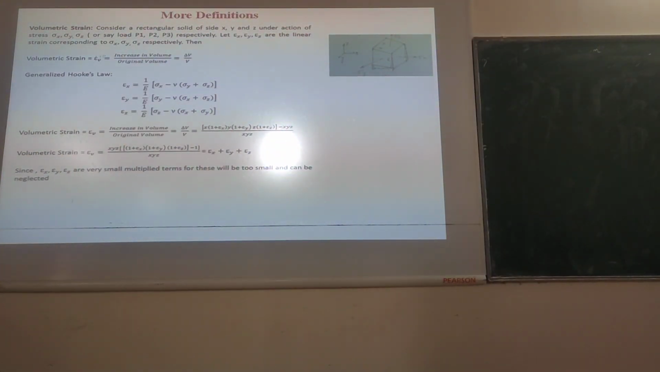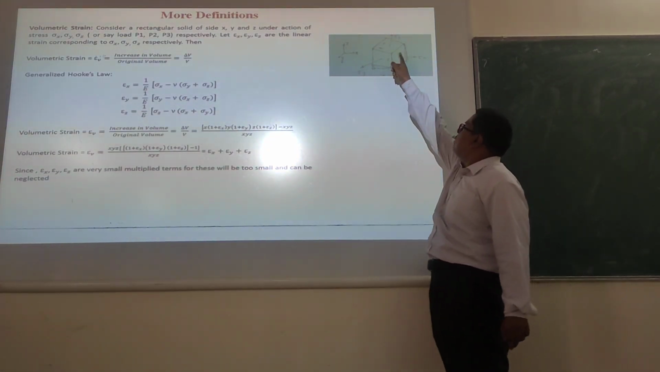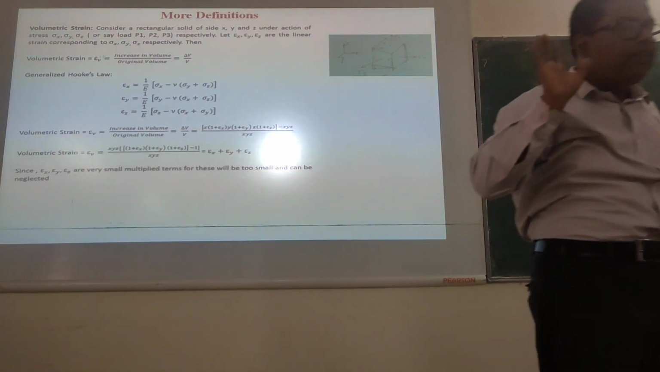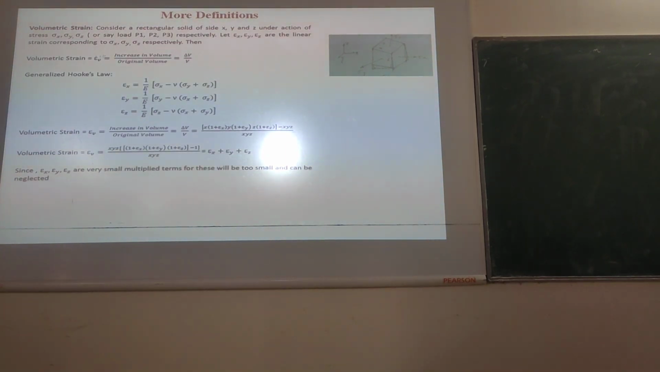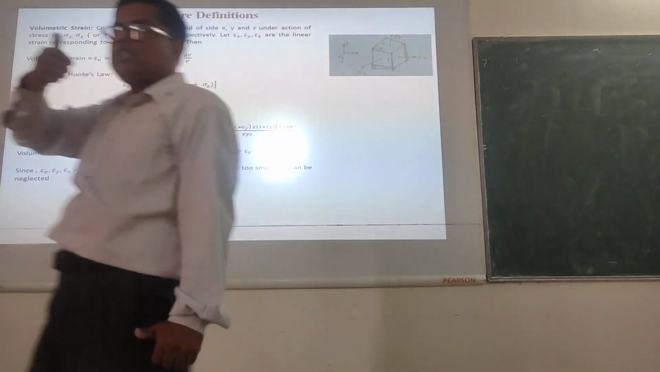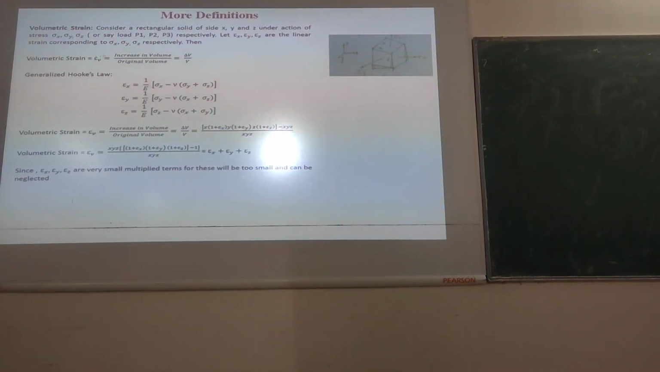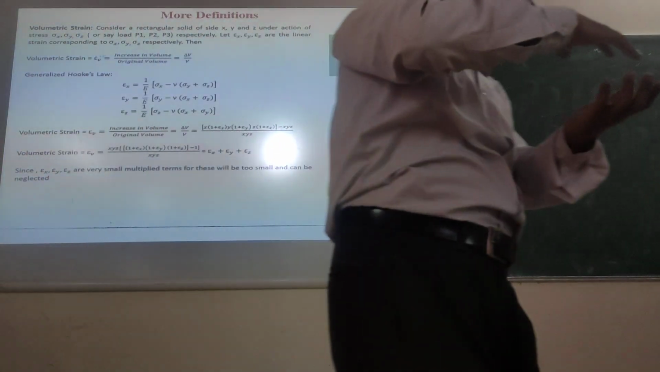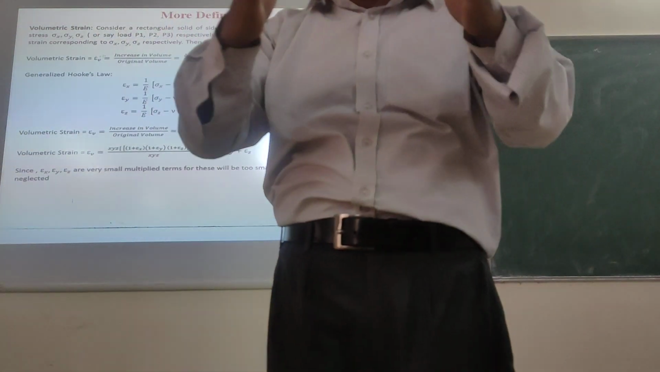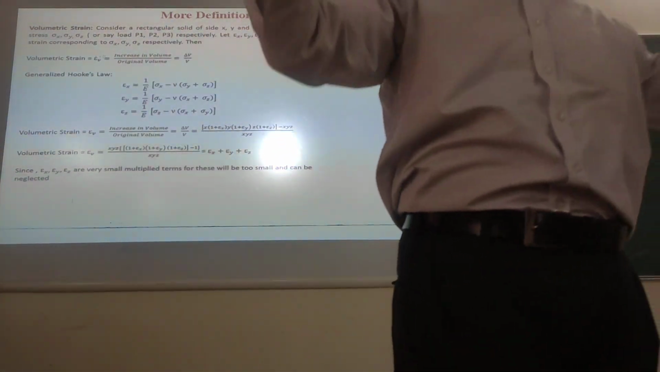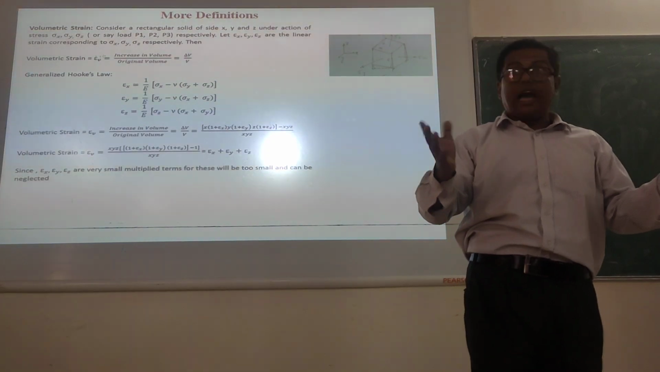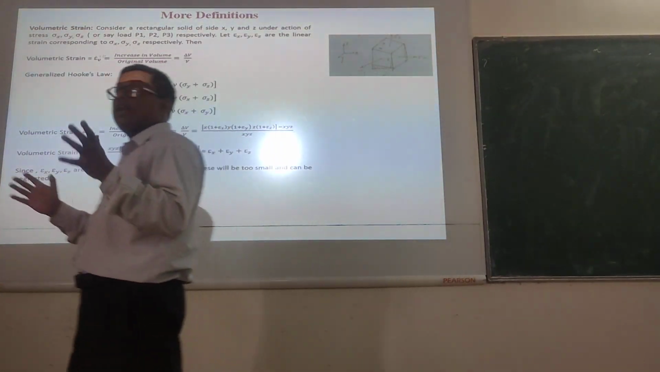Suppose I take a body in three-dimensional space x, y, z, and there are three mutually perpendicular stresses acting on this body. Mutually perpendicular stresses acting on this body means I am pulling the body in this direction, I am pulling the body in this direction, I am pulling the body in the other direction. So in all three directions x, y, z I am pulling the body. If I pull it in one direction, or press it in another direction, the body's nature of deformation can be explained using generalized Hooke's law.